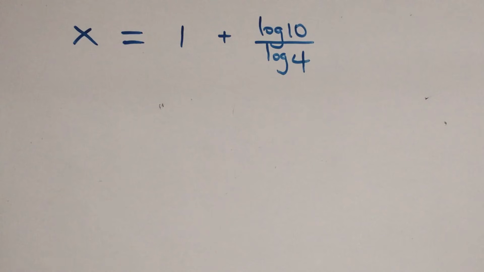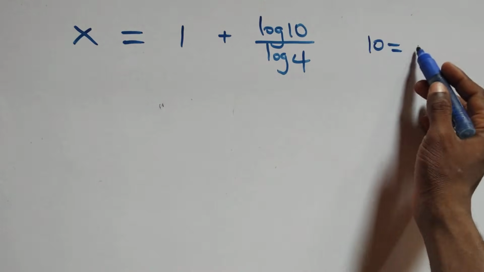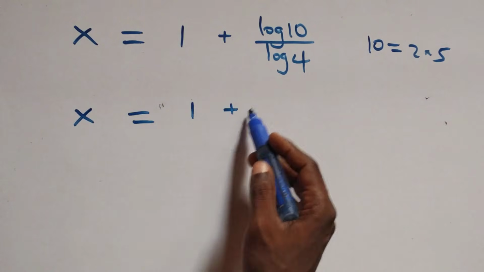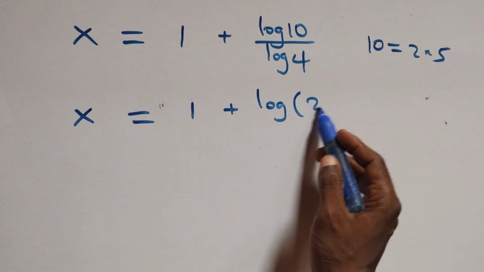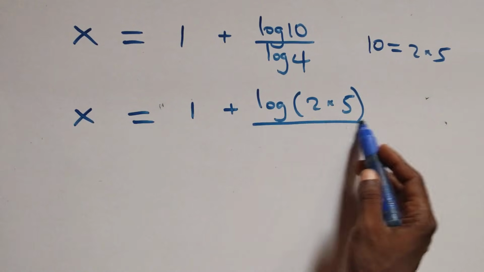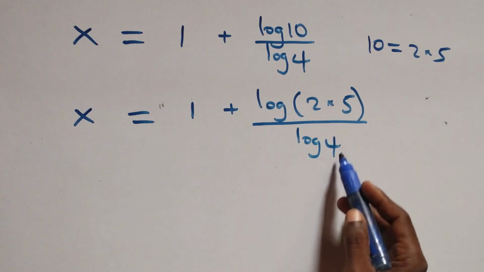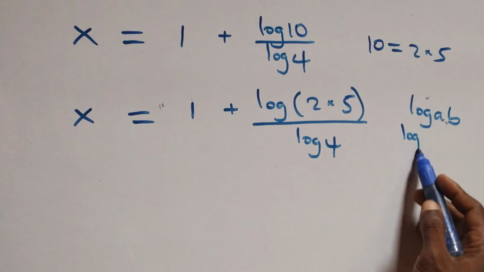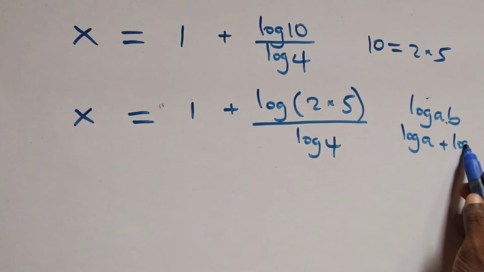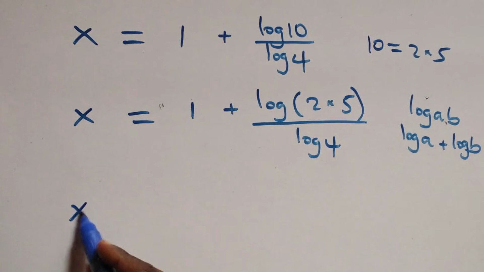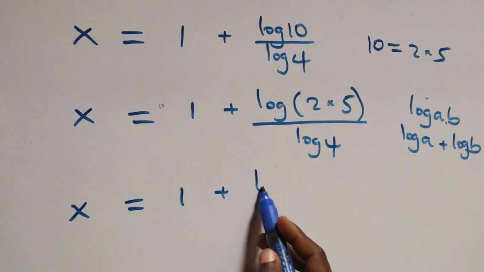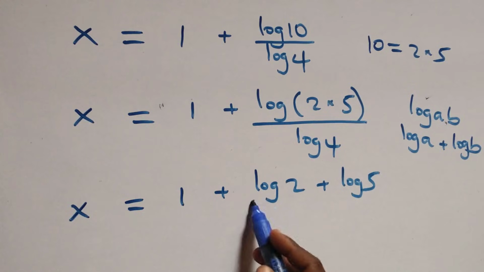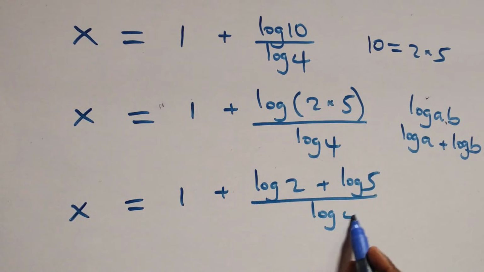Then, next step here, we can write 10 as 2 times 5. So here we have x equals 1 plus log 2 times 5 over log 4. As this also follows, when we have log a times b, it is the same thing as log a plus log b. So here we have x equals 1 plus log 2 plus log 5 over log 4.